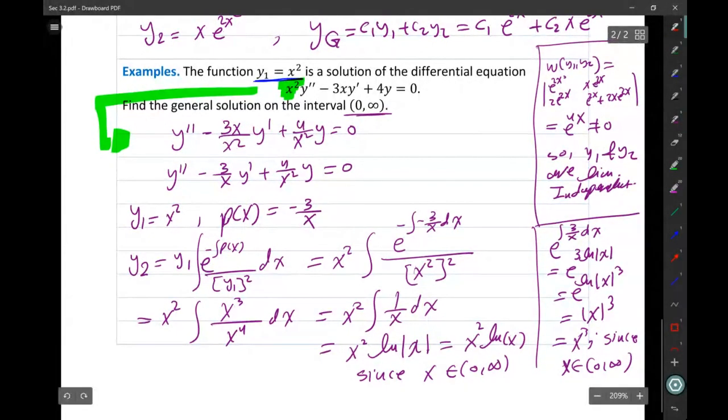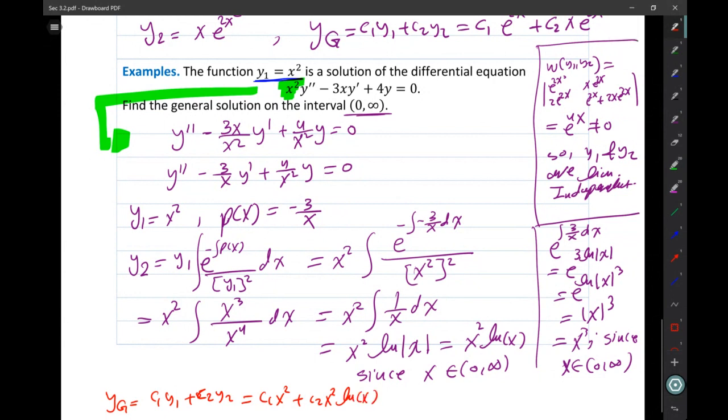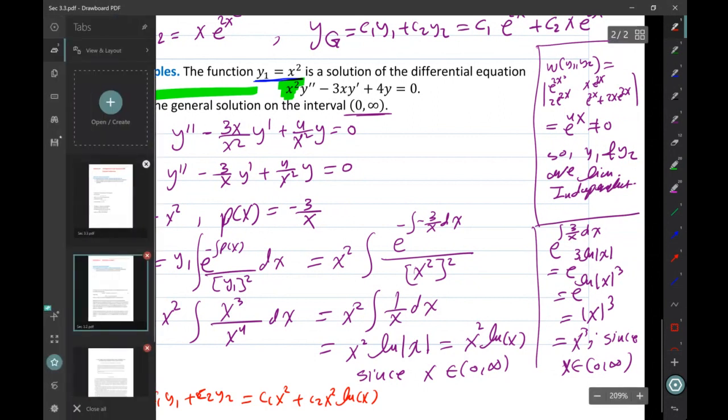Now y2 we already got, so the general solution y equals c1 y1 plus c2 y2, which is c1 x square plus c2 x square ln absolute x. So this is the general solution. Reduction of order is quite simple and straightforward. Any question here?